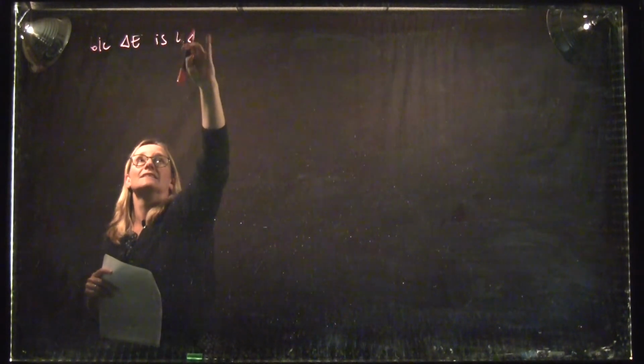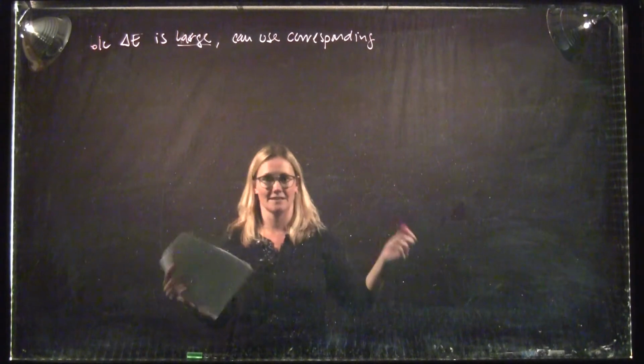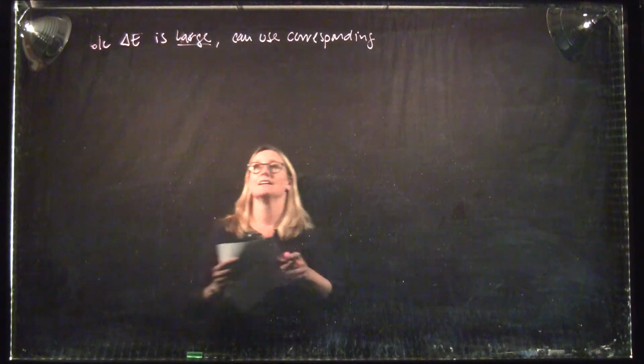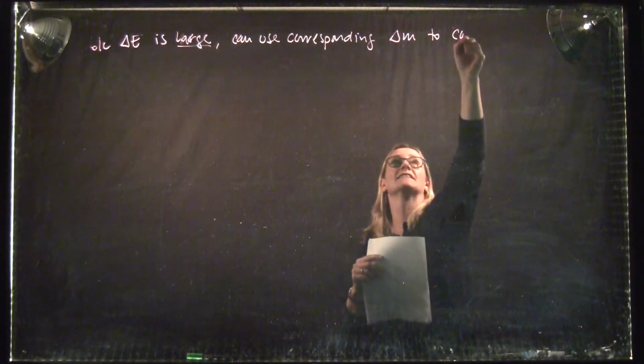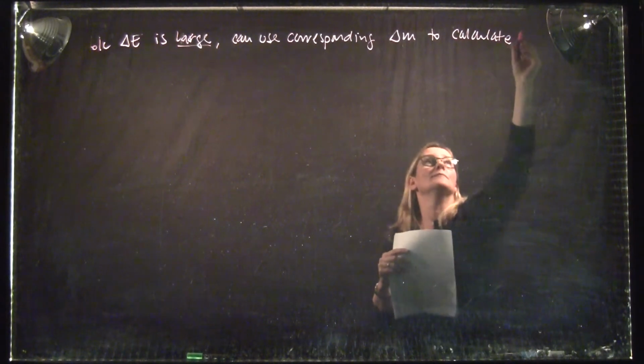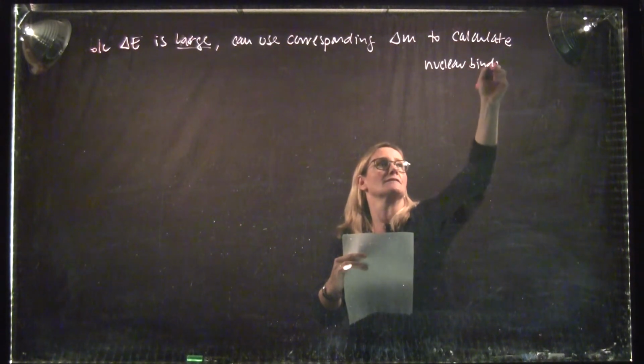So because, as we said, the delta E for these nuclear reactions is enormous, we can use this actually. Because it's large, basically because delta E is so large, that means delta M is large enough to be measurable. And so because delta E is large, we can use the corresponding delta M to calculate nuclear binding energy. I'm going to create an abbreviation here that we can use.